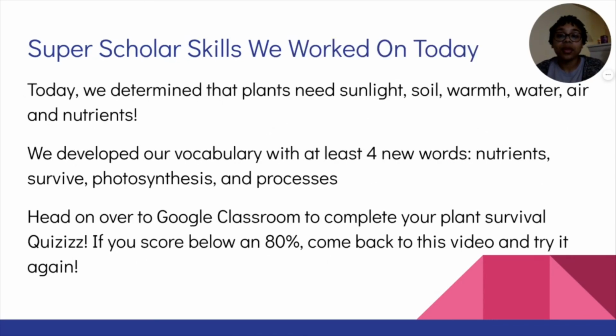All right, that wraps up our lesson, but let's talk about the Super Scholar skills that we worked on today. Today, we determined that plants need sunlight, soil, warmth, water, air, and nutrients. We developed our vocabulary with at least 4 new words: nutrients, survive, photosynthesis, and processes. Head on over to Google Classroom to complete your plant survival quizzes. If you score below an 80%, come back to this video and try it again.